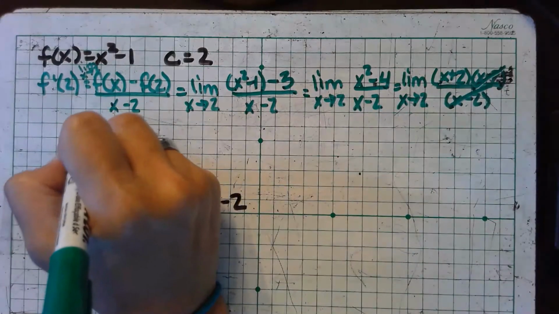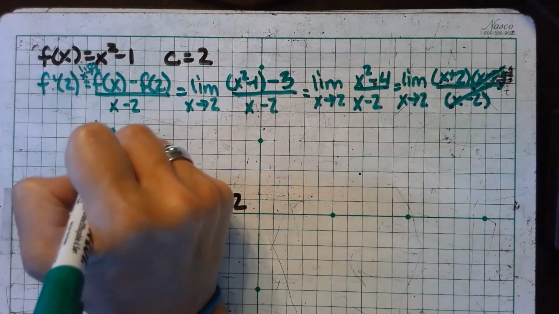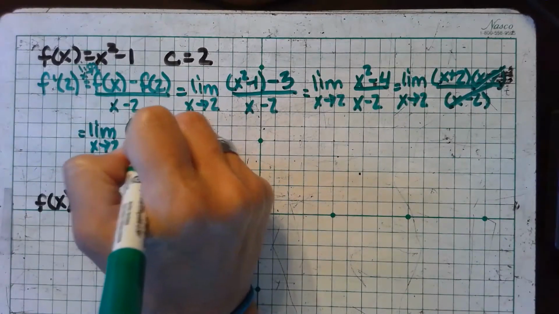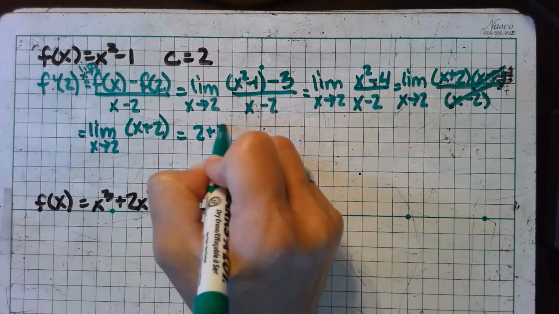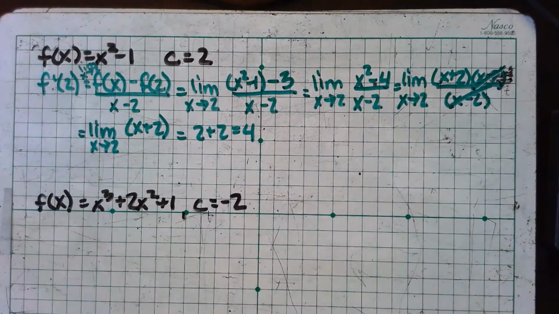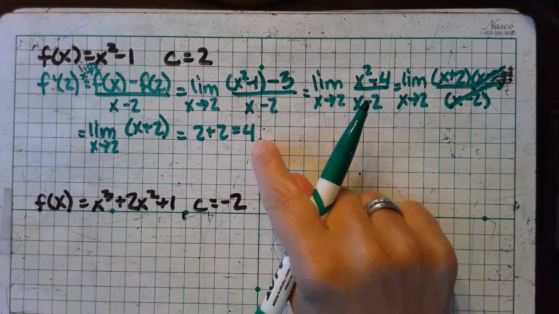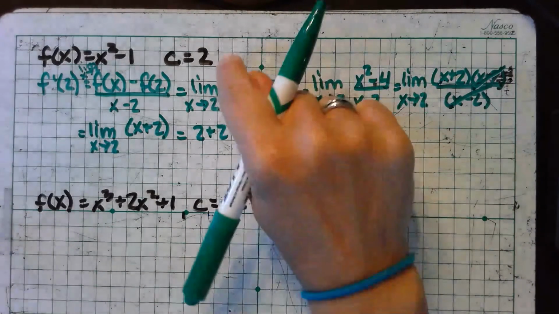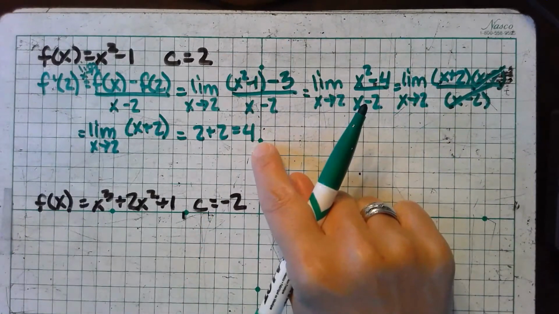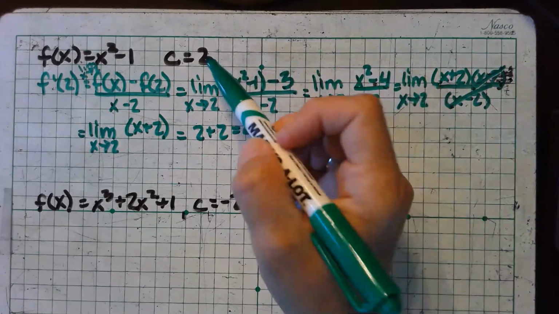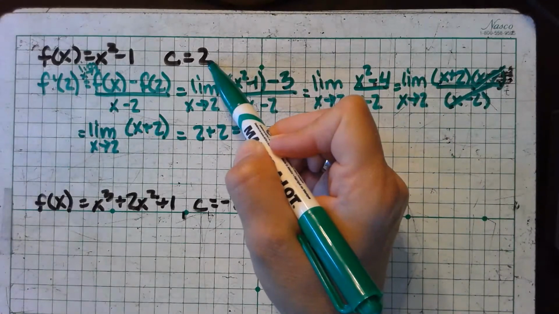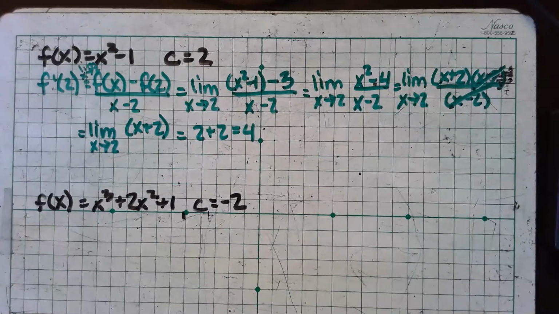So we're left with the limit as x approaches 2 of x plus 2. Here, as this goes to 2, I can just plug it in. 2 plus 2 is 4. So this is the derivative at the point of 2. Yesterday we actually found the actual derivative that we can plug x into. This time we're already plugging in that x value. All right, so let's do it again here.